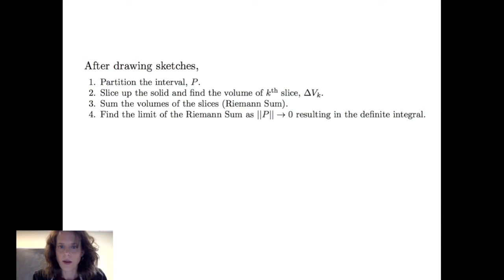So in summary, after we draw the sketches, we want to partition the interval P. We want to slice the solid and find the volume of the kth slice, a generic slice, delta V sub k. We want to sum the volumes of the slices to develop a Riemann sum, and then we're going to take the limit of the Riemann sum as the norm of the partition goes to 0, which results in the definite integral.